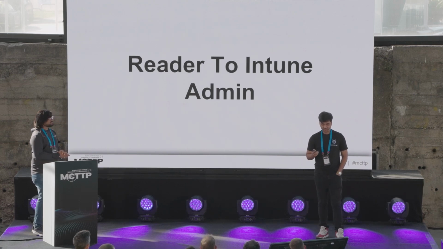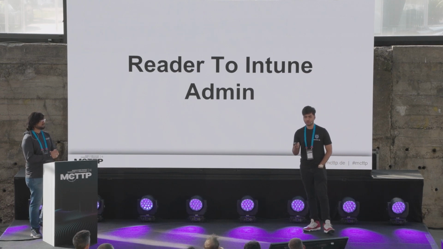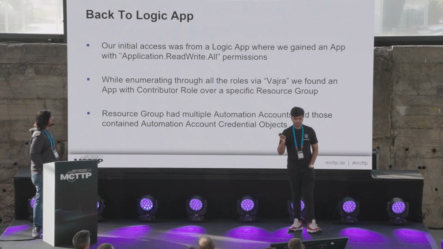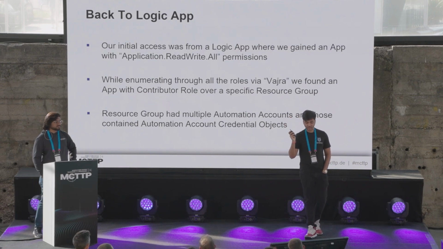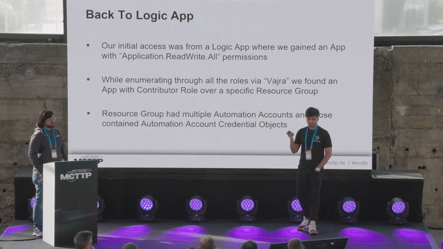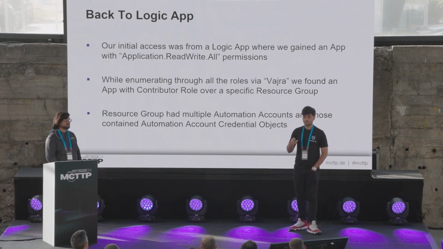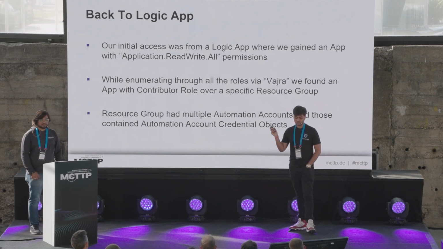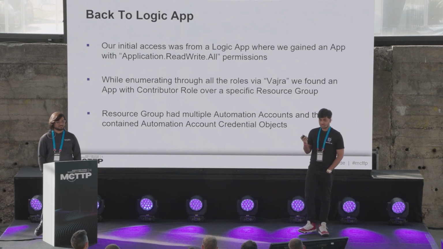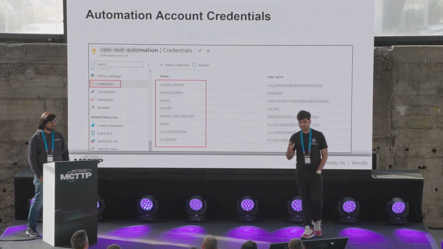So let's talk about reader to Intune. You remember I told you that we found an app which has a contributor role over a resource group. So we'll continue from there. Initially we found an application which has application read-write permissions, and by enumerating with the tool Vajra, we found another application which has contributor role over a resource group, and that resource group has multiple automation accounts. And since we have contributor roles, we can do some stuff like reading credentials.